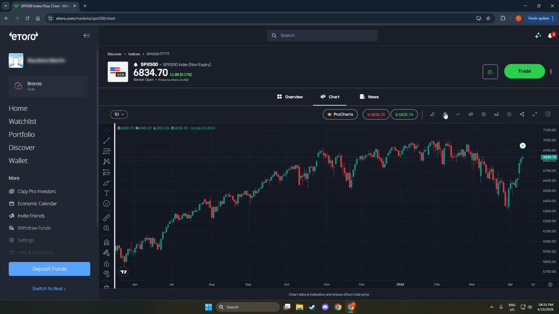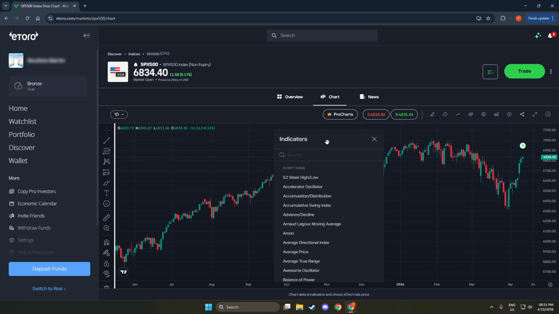RSI helps you gauge overbought or oversold conditions. A moving average smooths price action and can highlight trend direction. MACD shows momentum shifts and potential crossovers. Keep your chart clean and readable. You don't need a dozen tools, just the ones that help you spot entries and exits with confidence.